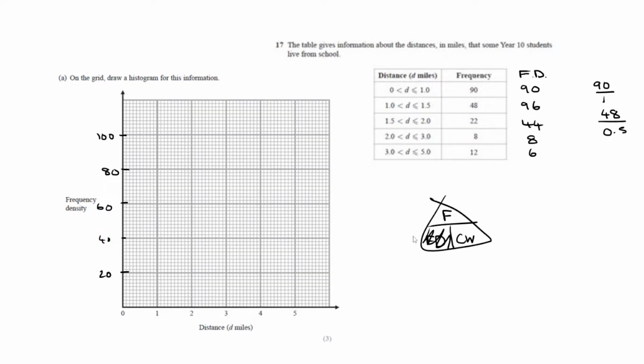So then you just plot it on. Obviously at this point, you have to remember what a histogram looks like, right? It looks like a bar chart, but obviously all of the bars are different widths as well as different heights.